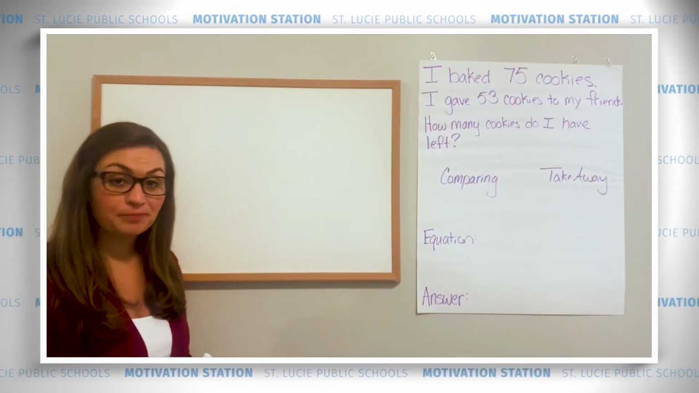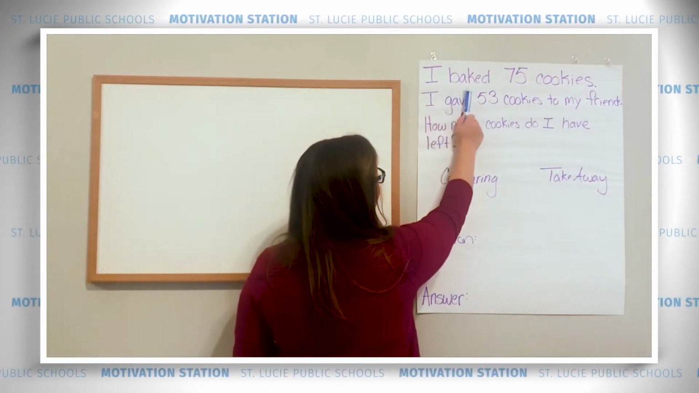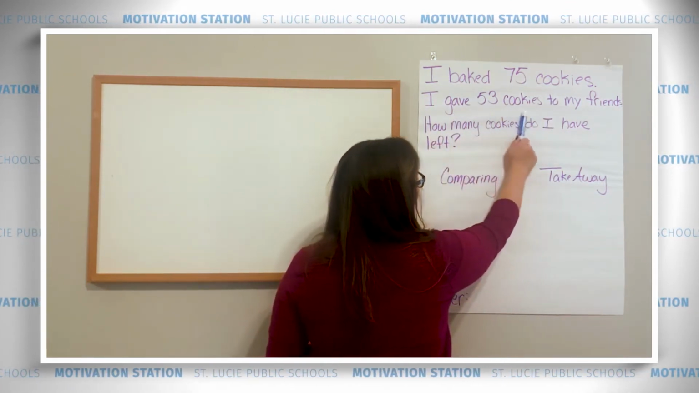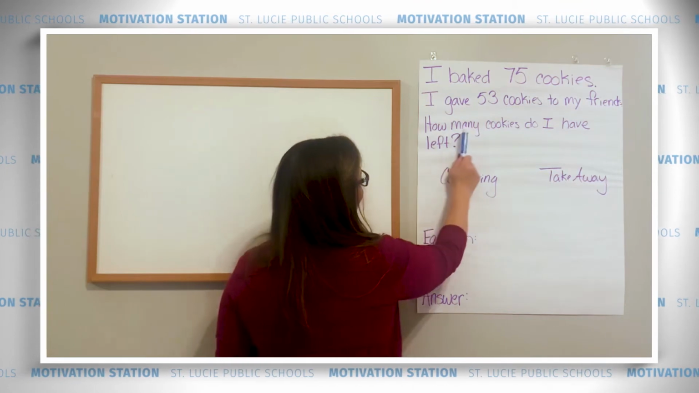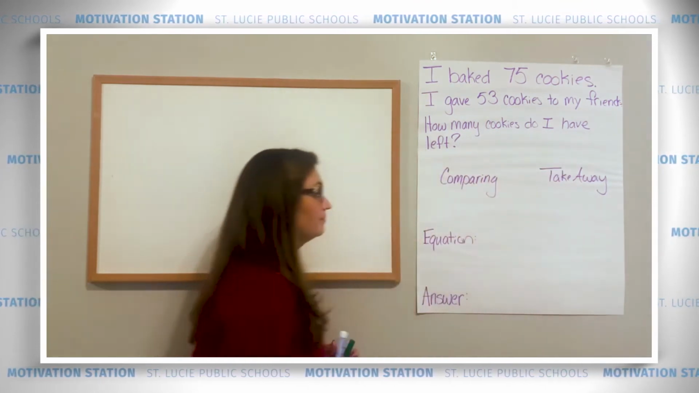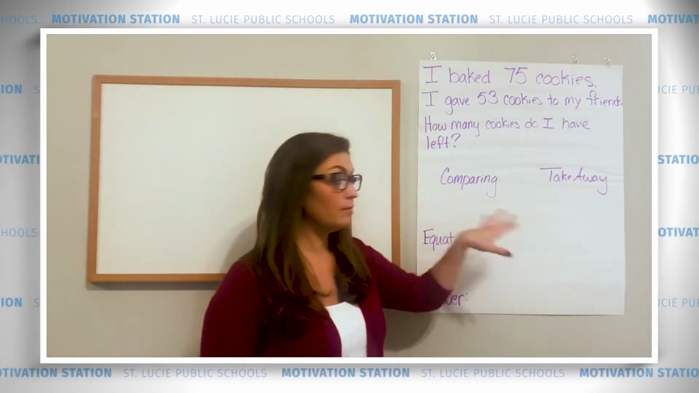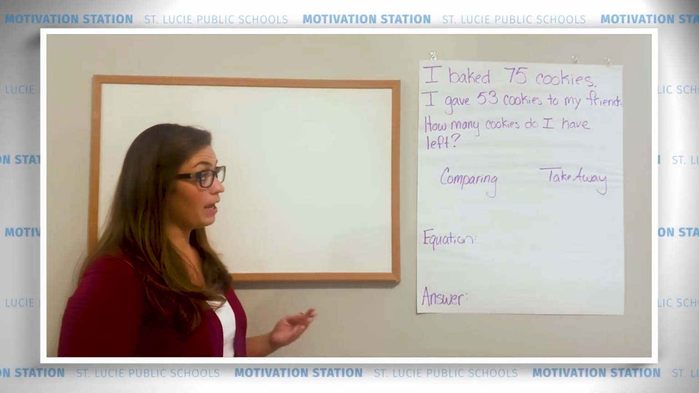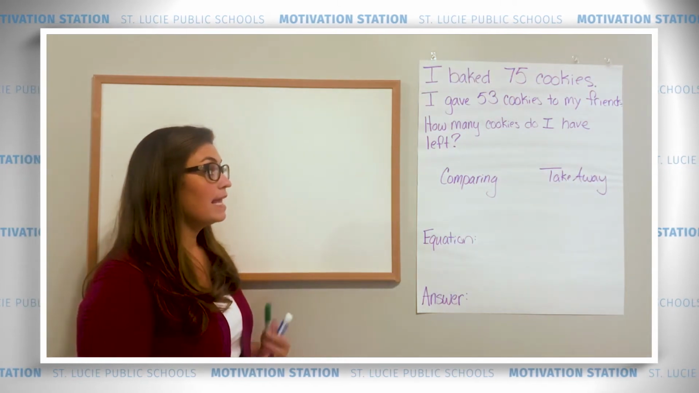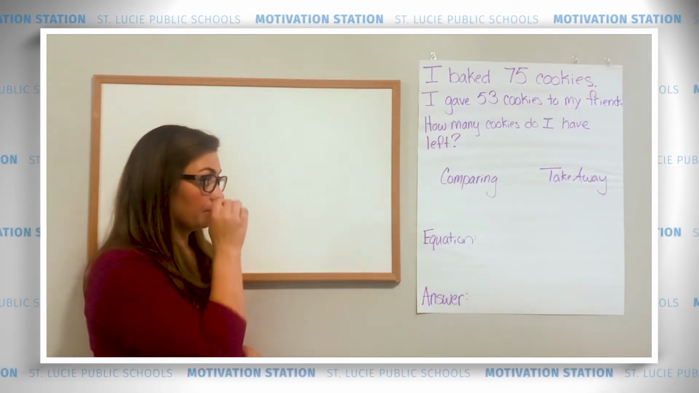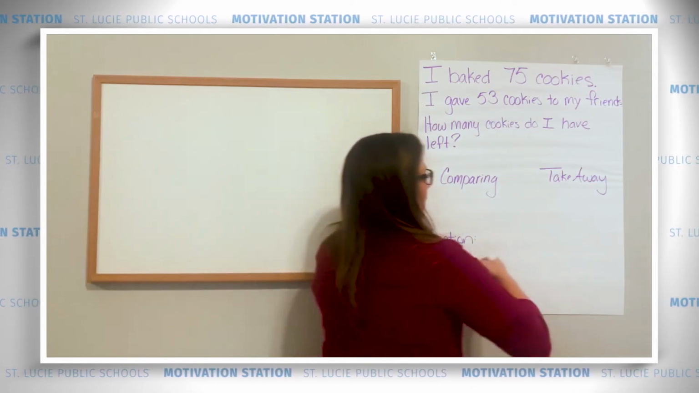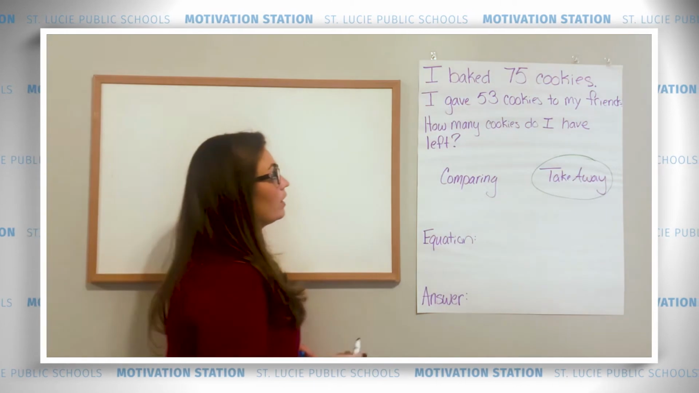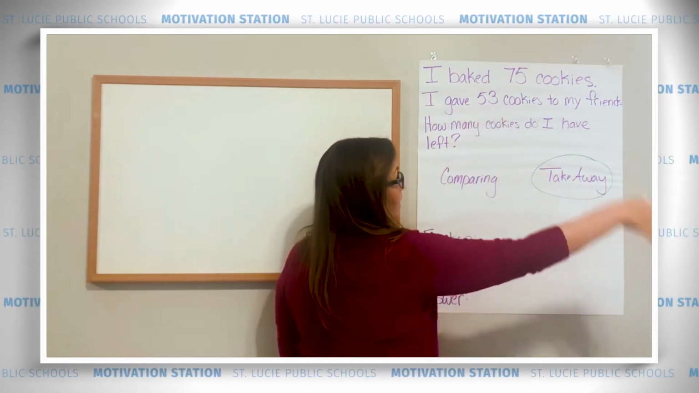Here's our next problem. Read it with me. I baked 75 cookies. I gave 53 cookies to my friends. How many cookies do I have left? Is this a comparing problem or a takeaway problem? Am I comparing two numbers or am I taking away from my original number? If you said we are taking away, you are correct. We are taking away 53 cookies because I got rid of them.